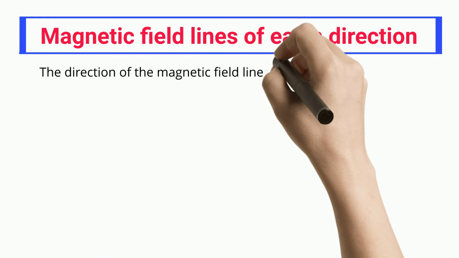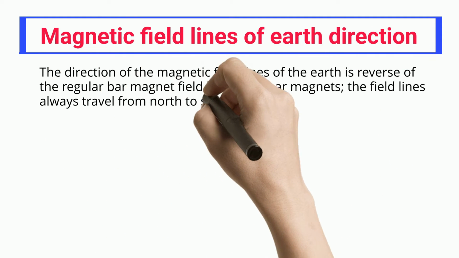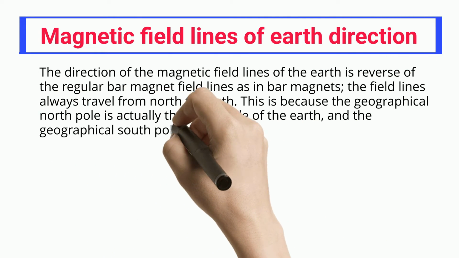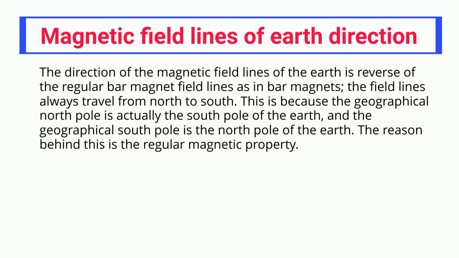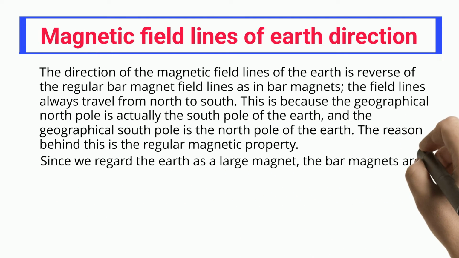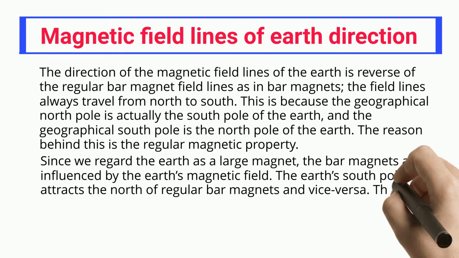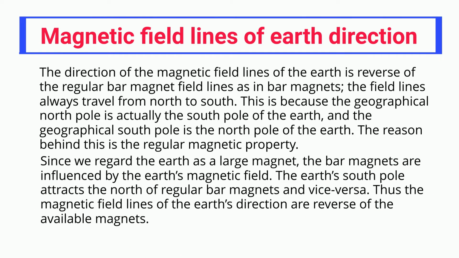The direction of the magnetic field lines of the Earth is the reverse of regular bar magnet field lines, as in bar magnets, the field lines always travel from north to south. This is because the geographical North Pole is actually the South Pole of the Earth, and the geographical South Pole is the North Pole of the Earth. The reason behind this is the regular magnetic property. Since we regard the Earth as a large magnet, the bar magnets are influenced by the Earth's magnetic field. The Earth's South Pole attracts the north of regular bar magnets and vice versa. Thus the magnetic field lines of the Earth's direction are the reverse of the available magnets.